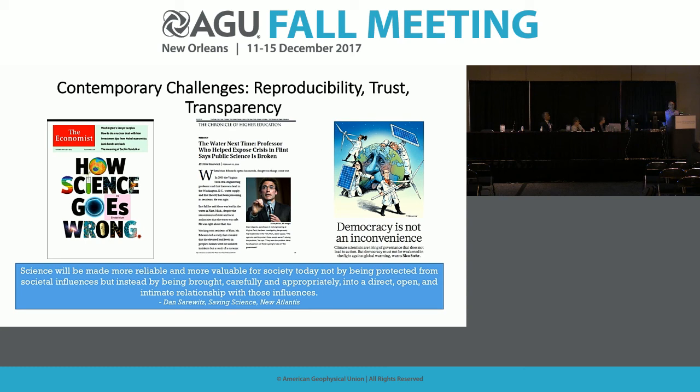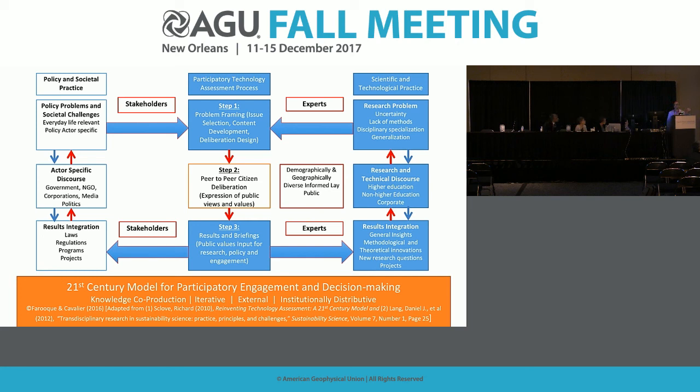So the question is, how do we do that? What we have imagined is, again, looking at the way we have been addressing socio-technical issues, but imagining this as a transdisciplinary problem. So what we initially do is bring both experts and stakeholders to first frame the problem, then we bring in a diverse, representative, informed group of lay public in a respectable discourse. And then we feed the result of that discourse back into the process. And that also is an iterative engagement.